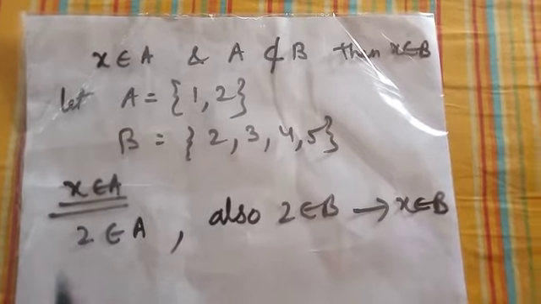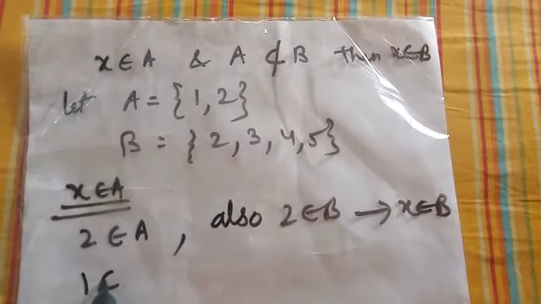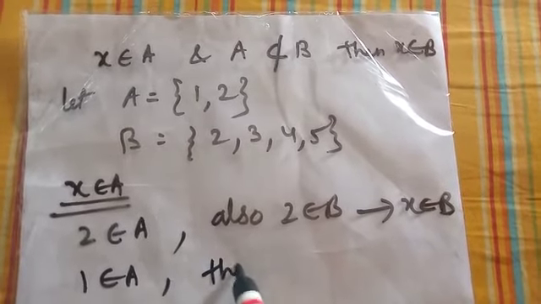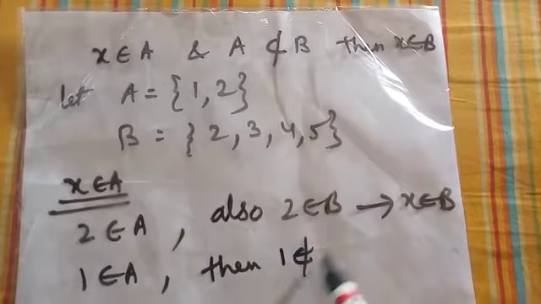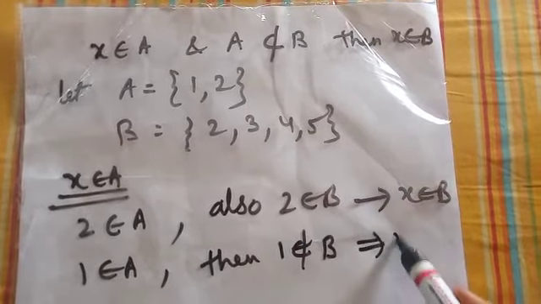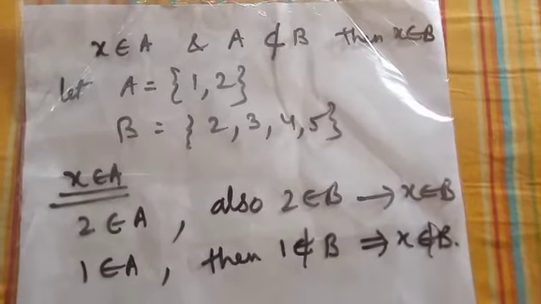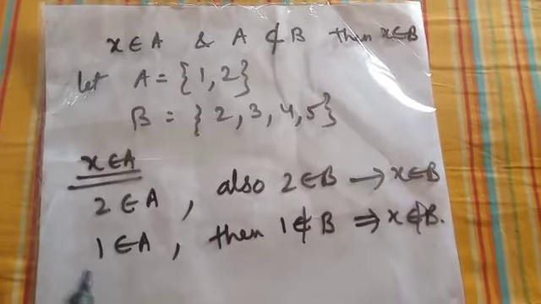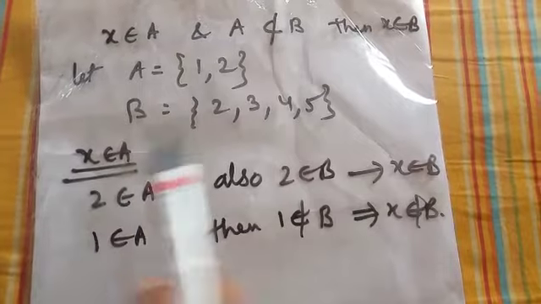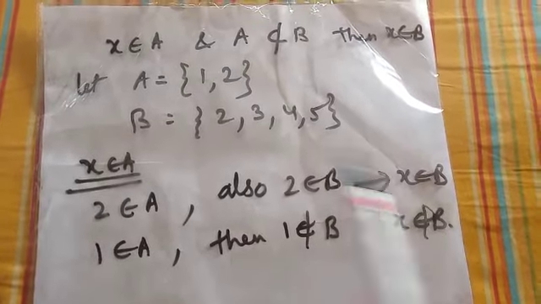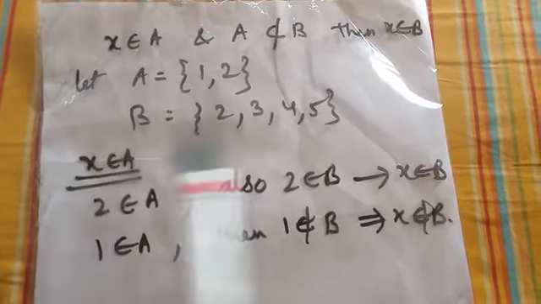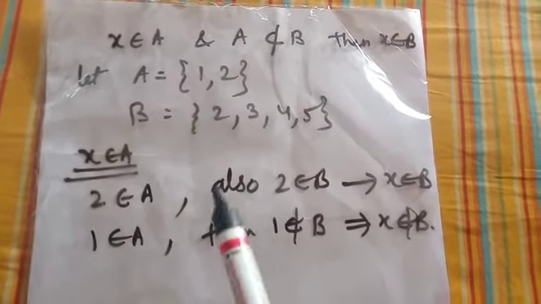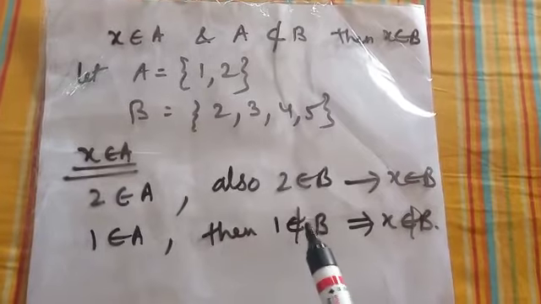Now let us take one more example. X belongs to A में मैं 1 belongs to A लिखती हूँ. 1 belongs to A, then what will happen? 1 does not belong to B, and that means X does not belong to B here. So what can I conclude from here is that sometimes X belongs to A and X belongs to B, and sometimes X belongs to A implies X does not belong to B. That means it is true sometimes and it is false sometimes.